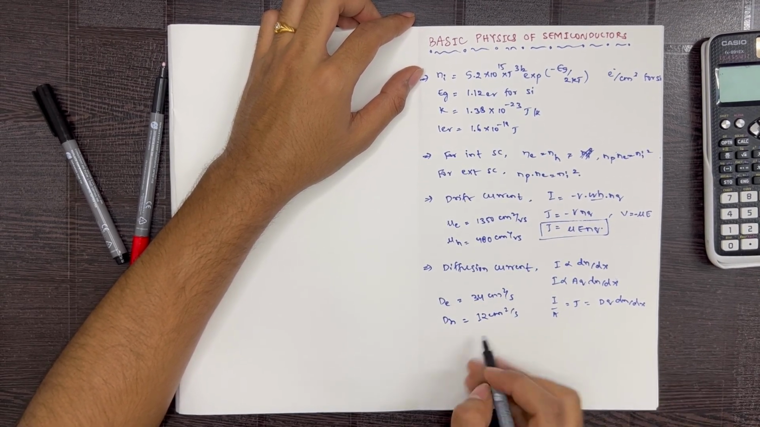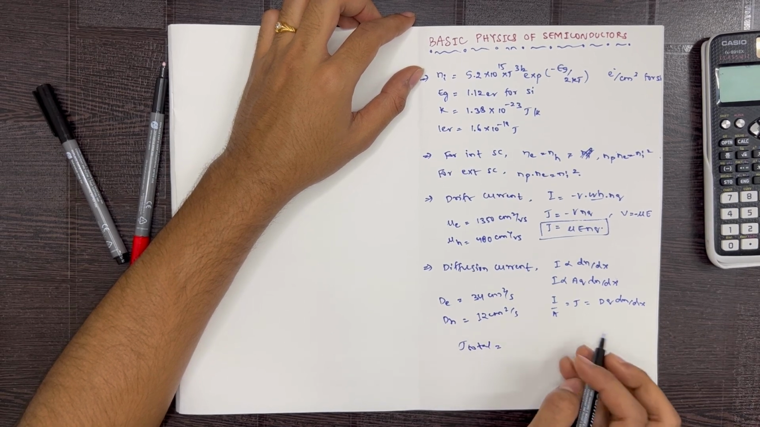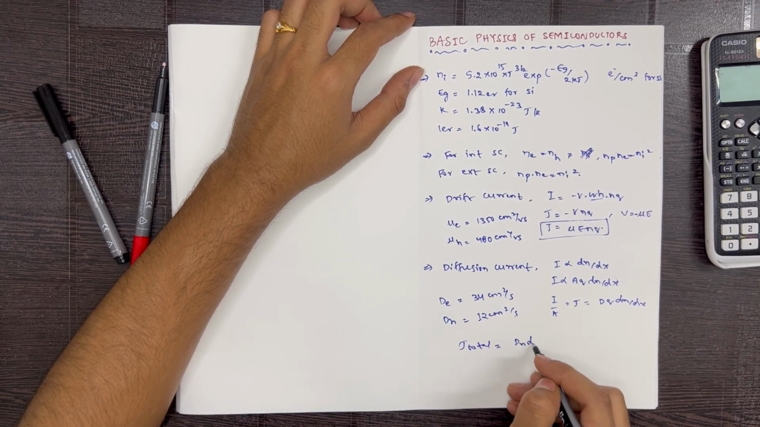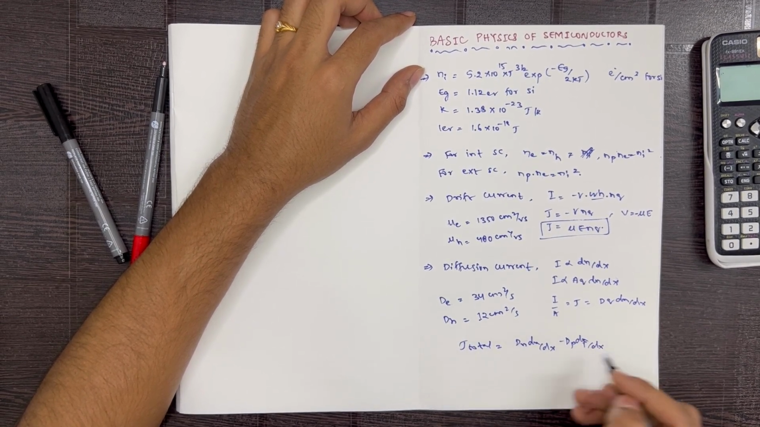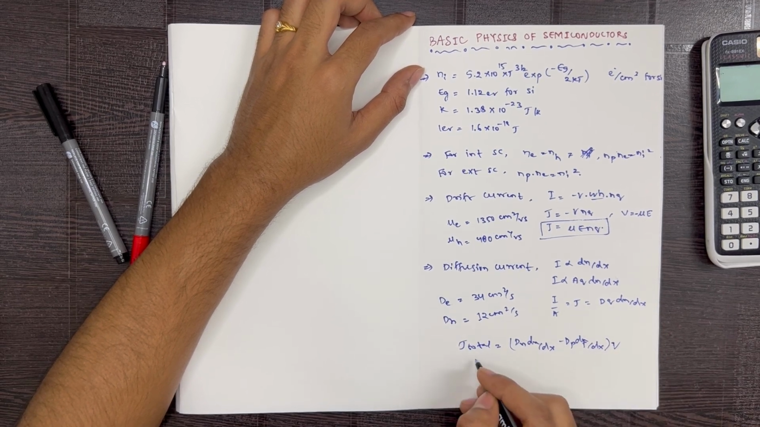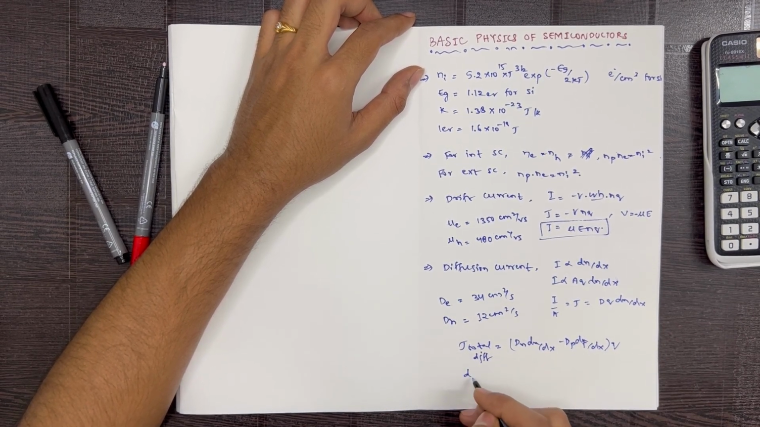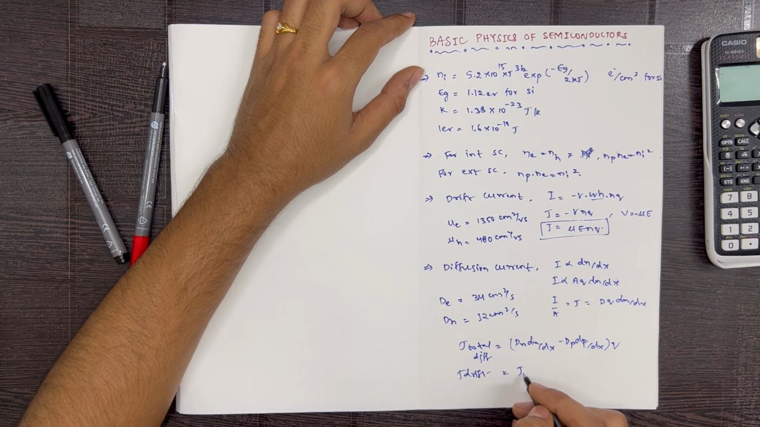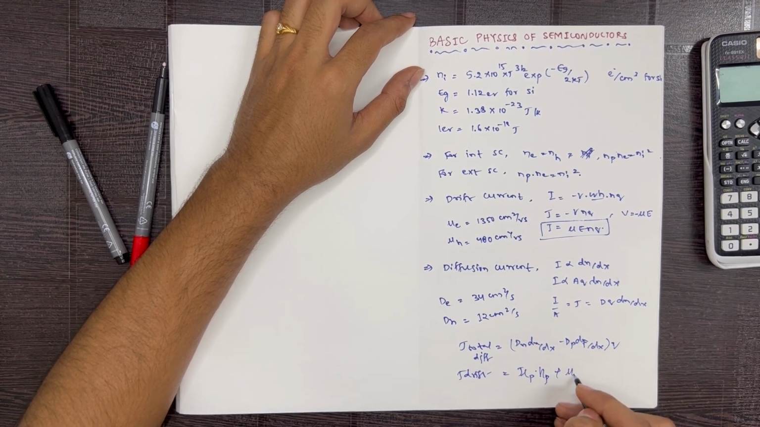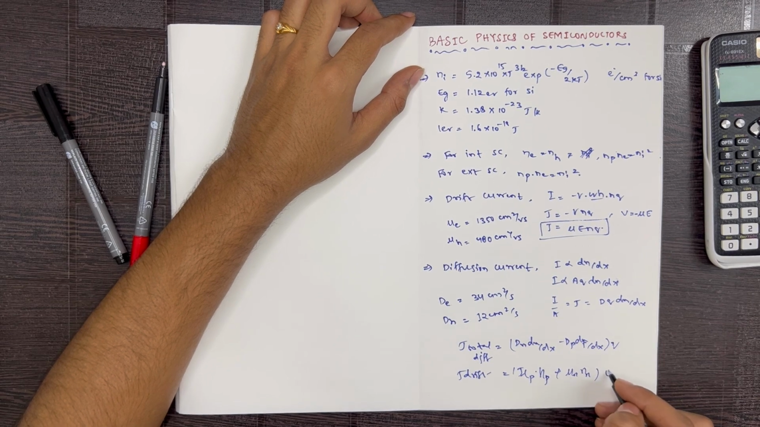We can also write J total as (D n dn by dx minus D p dp by dx) times q. This is diffusion. For drift we can write J equals (mu p p plus mu n n) times E q.